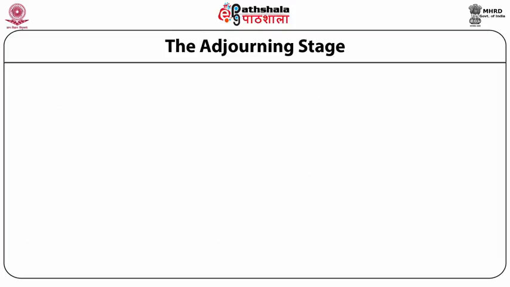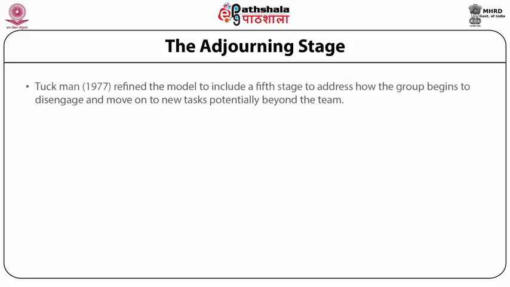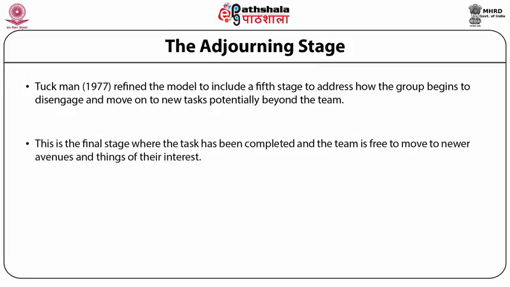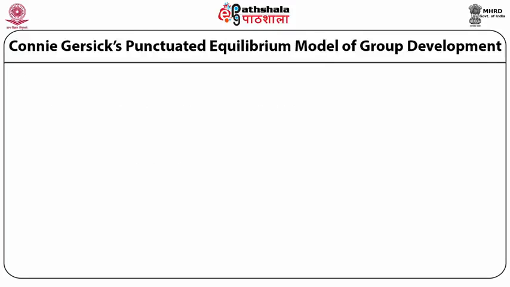The adjourning stage. In 1977, Tuckman refined the existing model to include a fifth stage to address how the group begins to disengage and move on to new tasks, potentially beyond the team. Now, this is the final stage where the task has been completed and the team is free to move to newer avenues and things of their interest.